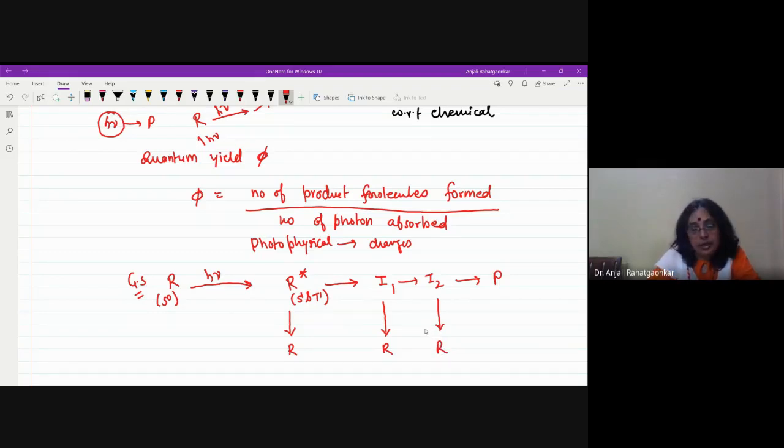And the fourth possibility, or the last possibility, I can say: R absorbs h nu amount of energy. It undergoes excitation, which is nothing but the singlet state as well as the triplet state. Again, there is another change, that is the formation of intermediates I1, I1 to I2, and there will be a final formation of product.